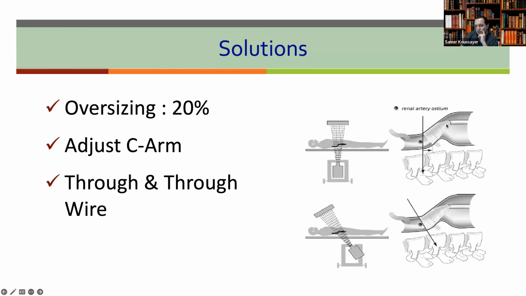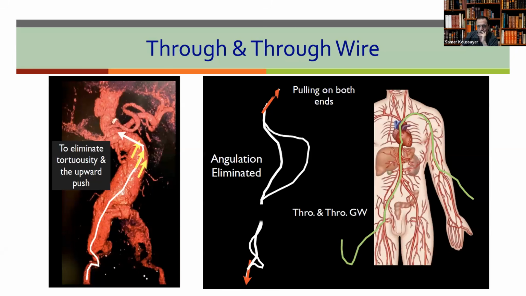Sometimes you cannot push the device through, so you can use through-and-through wires. And sometimes you can use a Palmaz stent if you have a type 1 endoleak afterwards because of the angulation. This is how you do through-and-through. You go from the femoral, or you go from the brachial all the way down, and you snare it and pull it down. Then you pull the wire from both sides, and if you have a severe angulation, this will help the device go through the angulation all the way up.